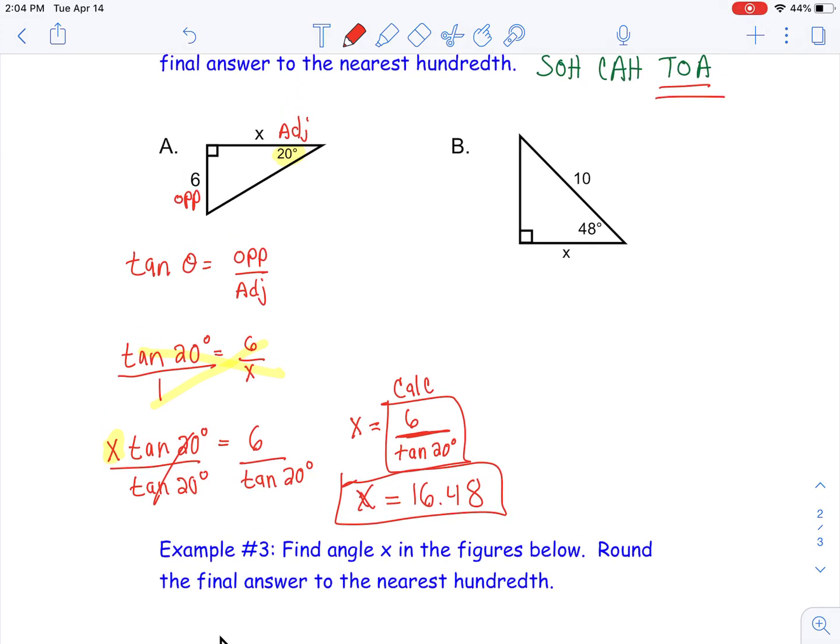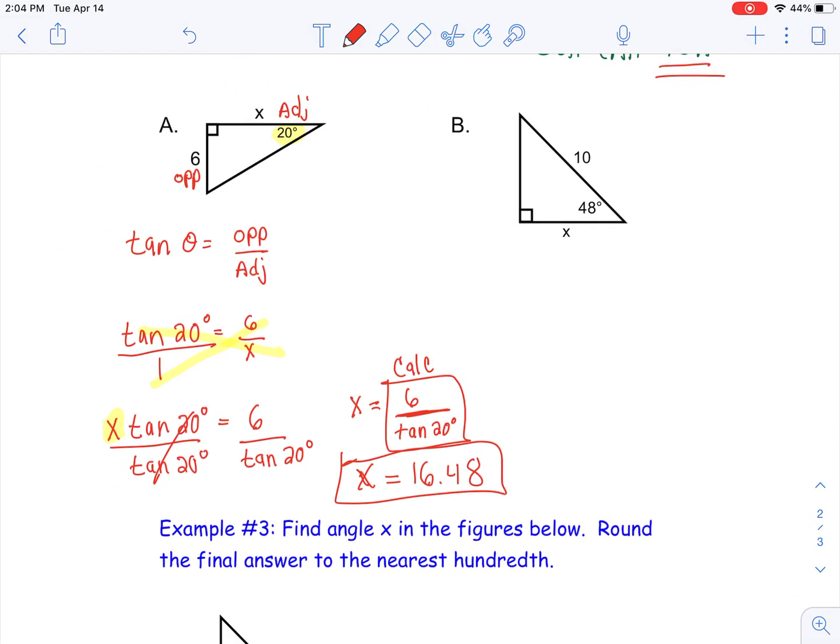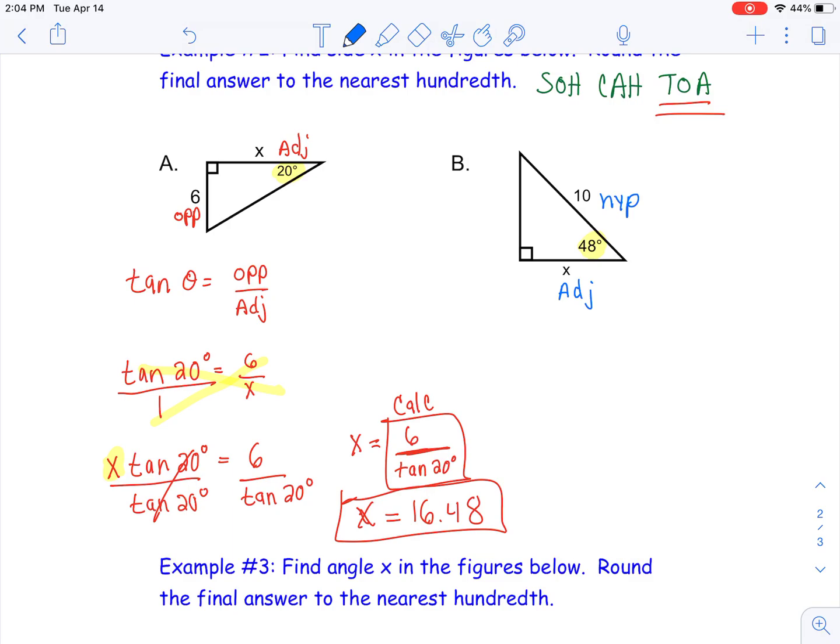Let's try another one. This one's a little bit different, so it's important to listen to this one. So I'm going to do the same thing. I'm going to start with marking the angle that I'm working with and labeling the sides in relationship to that angle. This would be my adjacent. This is my hypotenuse, opposite my right angle. And so when I look at my trig functions, which one uses the hypotenuse and adjacent? That would be cosine. So I know cosine of theta is equal to adjacent over hypotenuse.